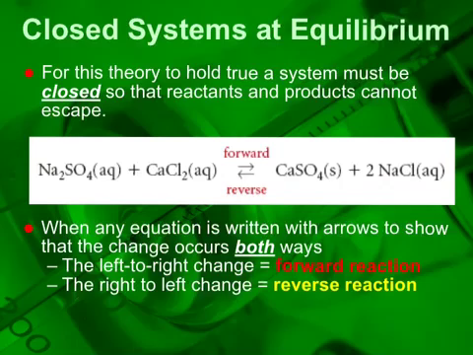In our example here, notice that the arrows here are double-sided, which means that the reaction can occur both ways. Of course, the arrow that's pointing to the right is called the forward reaction, whereas the arrow pointing to the left is called the reverse reaction.